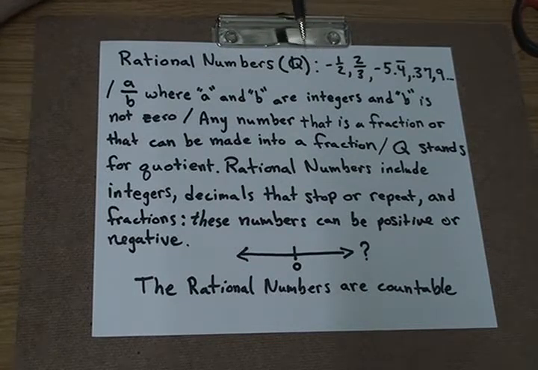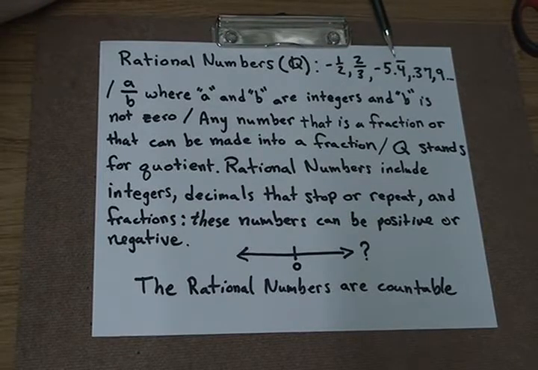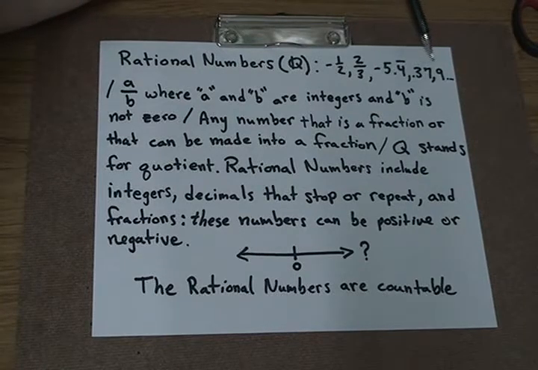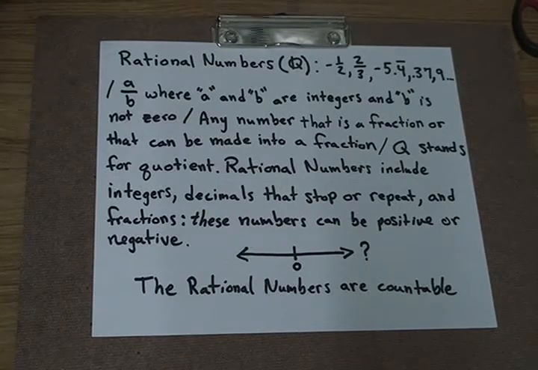Some examples of rational numbers are -1/2, 2/3, -5.44444. The line over the 4 means the 4 repeats. 0.37, 9, and we could keep going on with different examples.